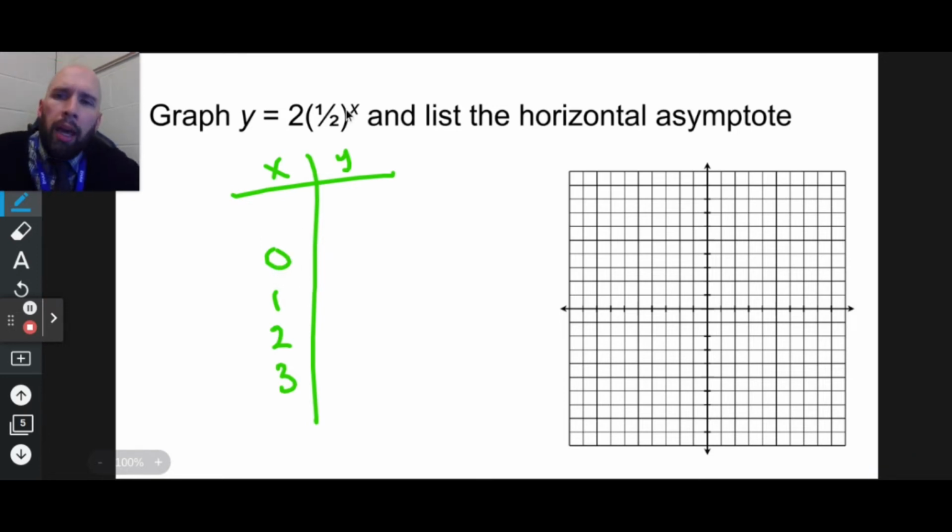If I plug in 0 to x, I get my parentheses to the 0th power is 1. So if I'm following PEMDAS, you deal with the exponent first, then multiply the number out here. So 1/2 to the 0th power is 1, times 2 is 2. Okay, 1/2 to the first power is 1/2. Then 2 times 1/2 is 1. Okay, 1/2 to the second power is 1/2 times 1/2, which is 1/4. And 2 times 1/4 is 1/2, or 0.5.